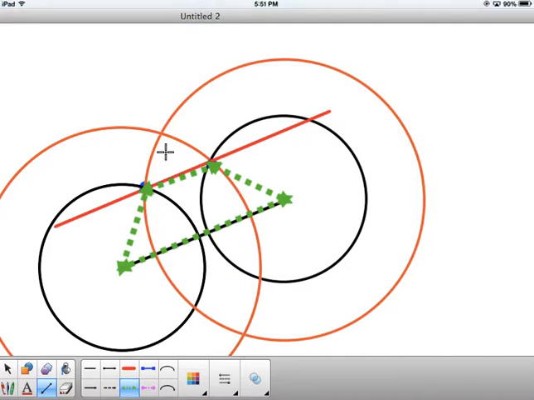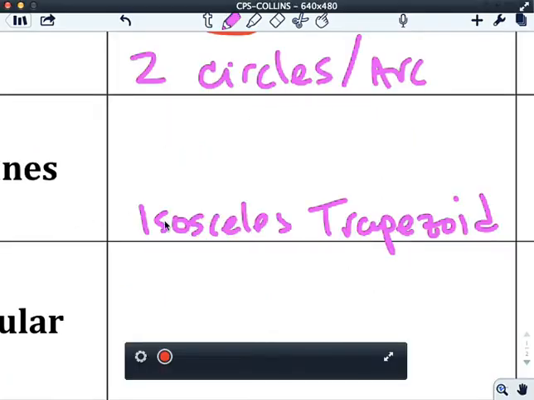So isosceles trapezoid is a thing that gets us parallel lines. So in the future, if I ask you, hey, I need you to construct something that's parallel, the first thing that should pop into your mind is isosceles trapezoids. So we can record that.